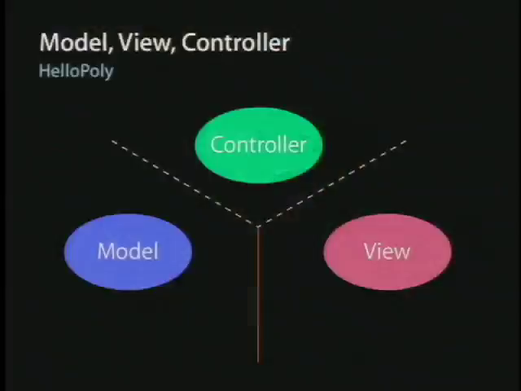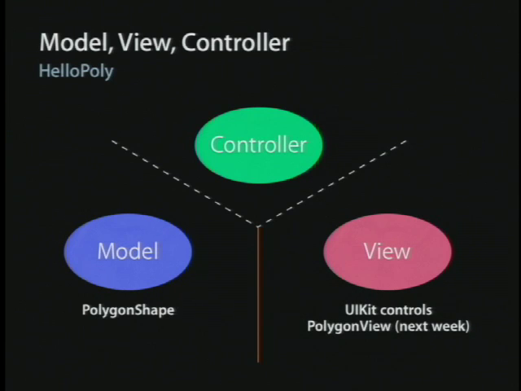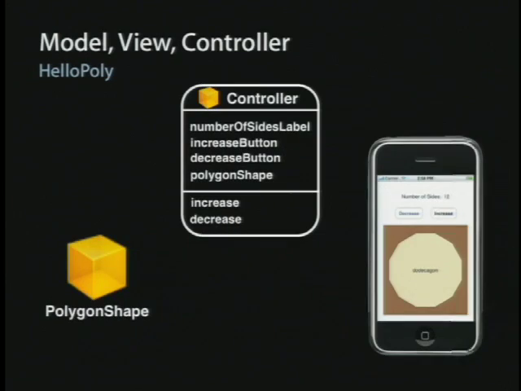So you will implement all three of these. The view will be what you draw on screen. The model will be your polygon object, and the controller will manage the communication between the two. So when your view, I think I have a UI on the next page. Oh, here. Polygon shape is your model object. The UIKit controls, which we're going to do in the next assignment, are your view, and the controller is what you're going to implement as well.